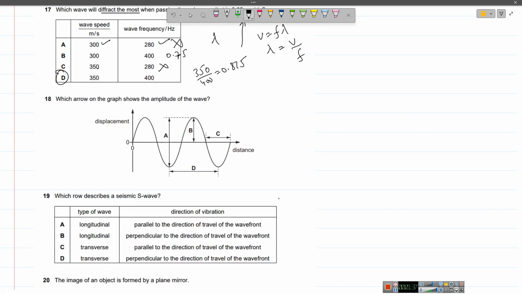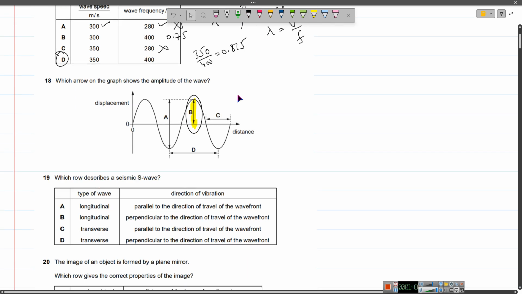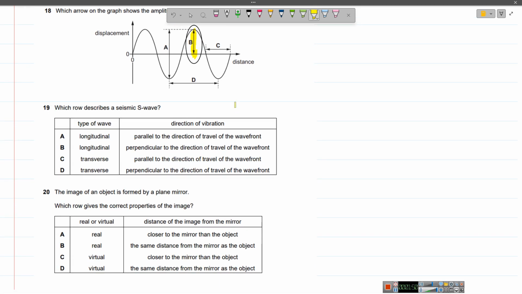Which of the following graphs shows the amplitude? Amplitude is always one of them. So this is the amplitude, right? So B is the amplitude over here, this, right? Which row describes a seismic wave? Seismic wave, S wave, basically it's an S wave, so it cannot be this, right? P waves are longitudinal, so longitudinal is crossed out. Parallel to the direction of this, not possible. Perpendicular, so this. Transverse are always perpendicular, right?